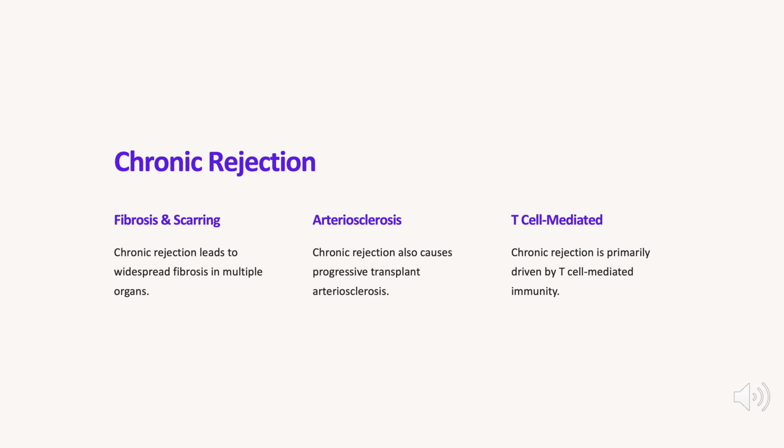4. Progressive nature. Chronic rejection typically occurs months to years after transplantation and progresses slowly over time. Despite ongoing immunosuppressive therapy, it remains a significant challenge in long-term graft survival.